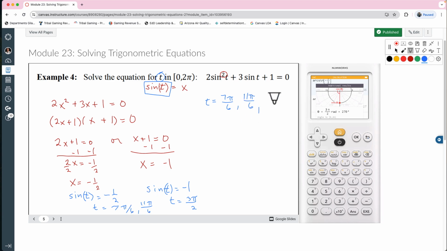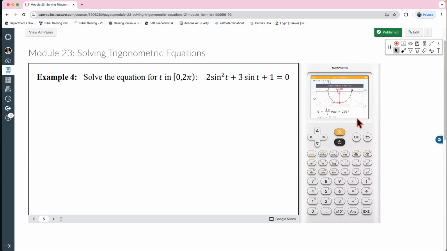So I can put that up here. If you want to put them in order, 3 pi over 2 should be in between them, but it doesn't have to be in order. Okay, so that's all the values for t between 0 and 2 pi. So use your tools and keep going. We've got one more example, and then it'll be your turn.